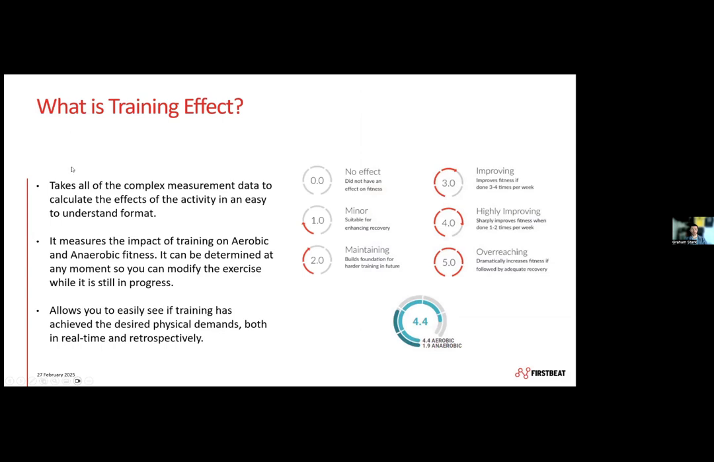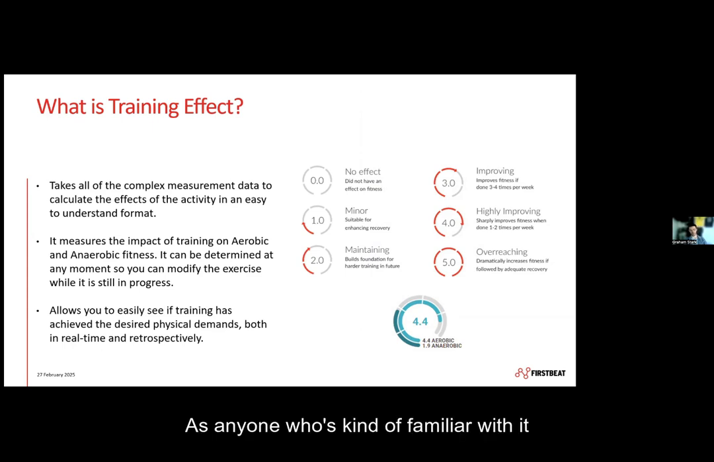So kicking off with what is it? The general idea of training effect is to take all of the complex heartbeat data that you collect over your training sessions and condense it down into a really easy to understand format.